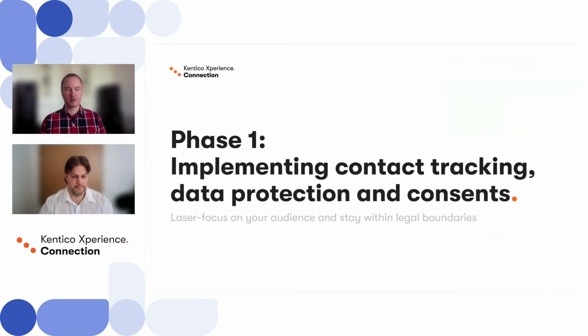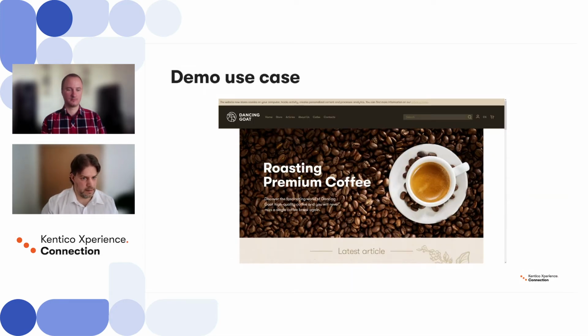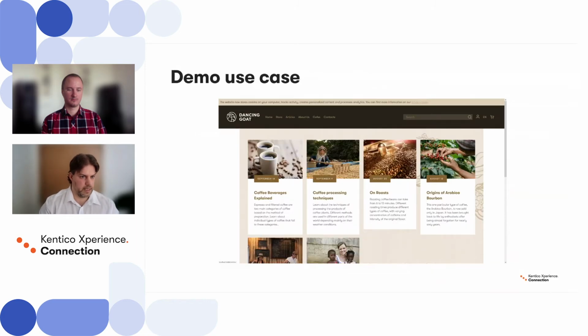And the next chapter, called Phase 1, we are going to cover implementing contact tracking, data protection and consent mechanisms. I'll start with a demo. What does it look like when a contact comes to the website? When a contact comes to the website and agrees with tracking, Kentico Xperience collects all the activities that are happening.